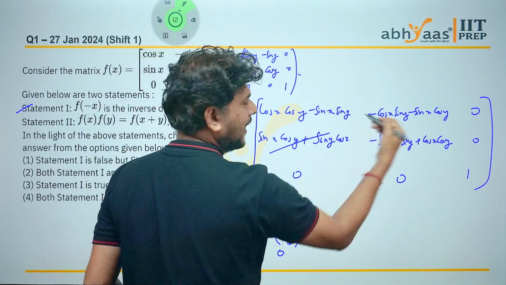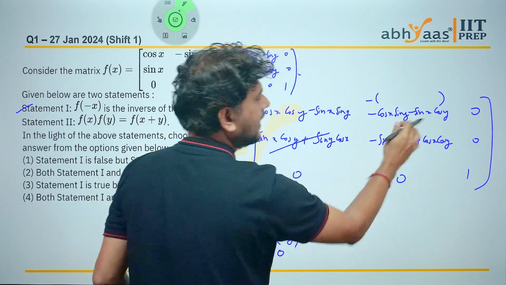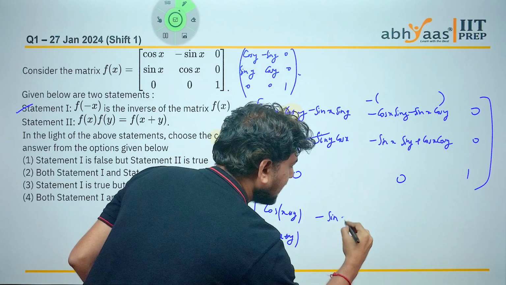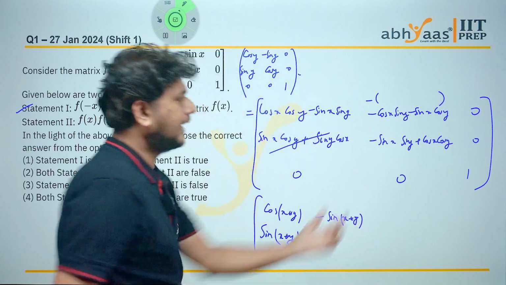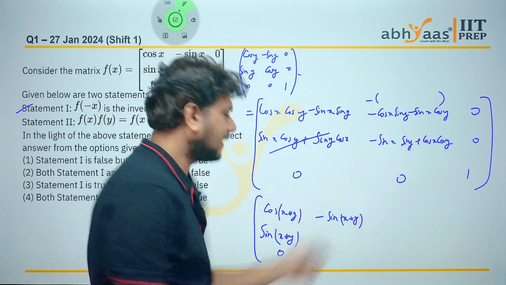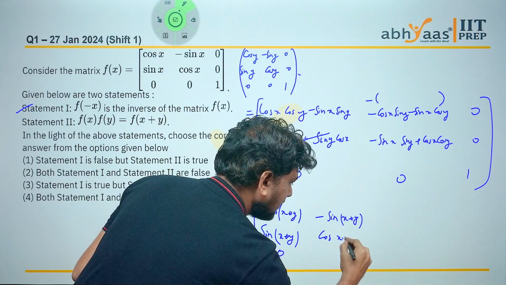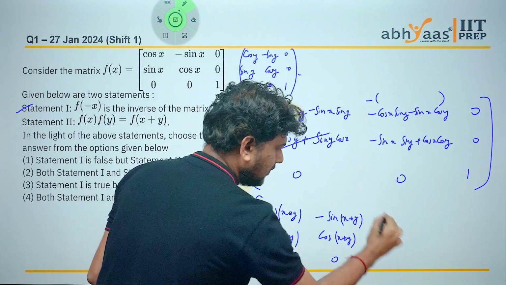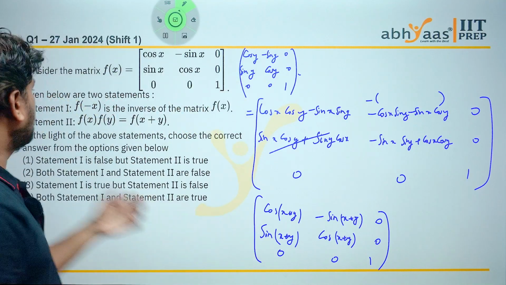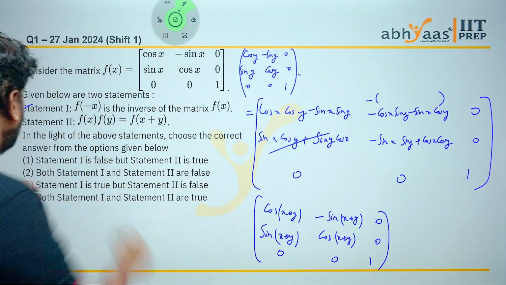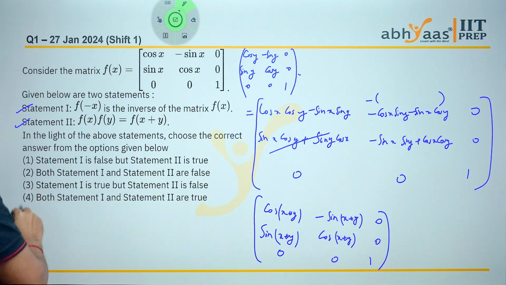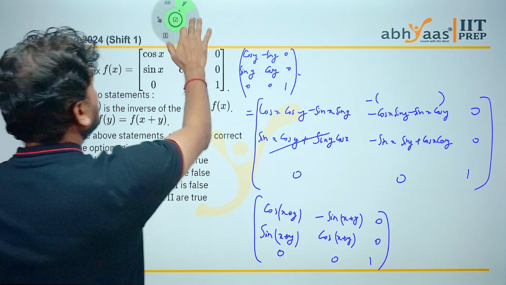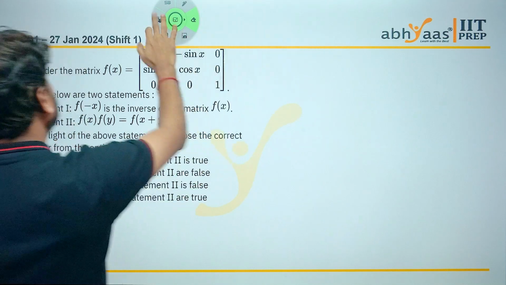Here if we take minus common, then sin X cos Y plus cos X sin Y gives minus sin of X plus Y. Here also cos A cos B minus sin A sin B is cos of X plus Y. The other values are 0, 1. So statement 2 also holds true. So the correct option is that both statement 1 and statement 2 are true. Okay, we'll move to the next question.